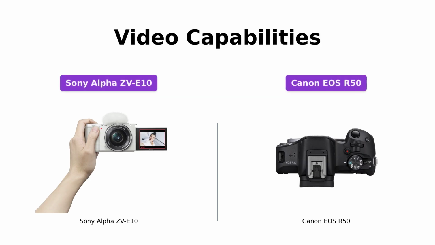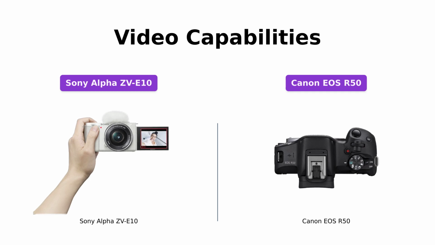When it comes to video capabilities, both cameras excel in their own ways. The Sony Alpha ZV-E10 offers impressive 4K movie recording oversampled from 6K, ensuring stunning clarity and no pixel binning. It also comes with a product showcase setting that seamlessly transitions focus from face to objects.